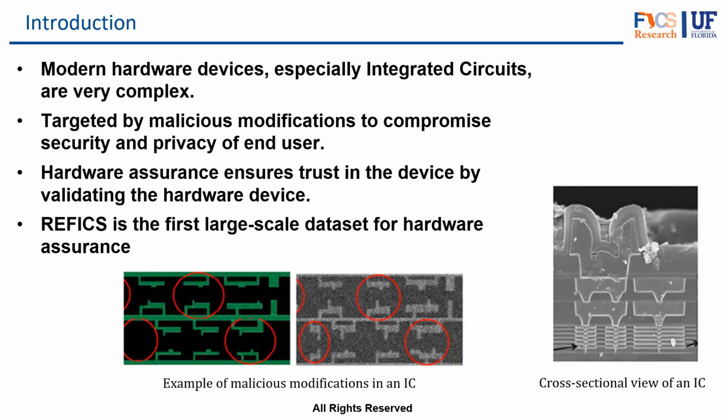These attacks, also called hardware trojans, are basically modifications of existing structure in the IC. Presence of these modifications threaten the security and privacy of the end user. Hardware assurance ensures trust in the IC by verifying the design using approaches like reverse engineering.